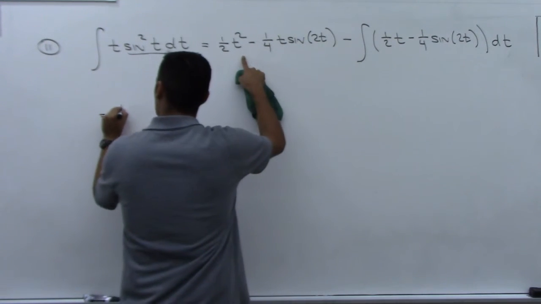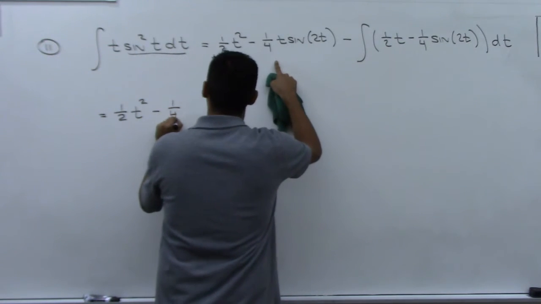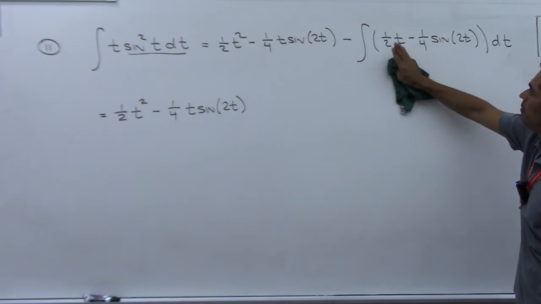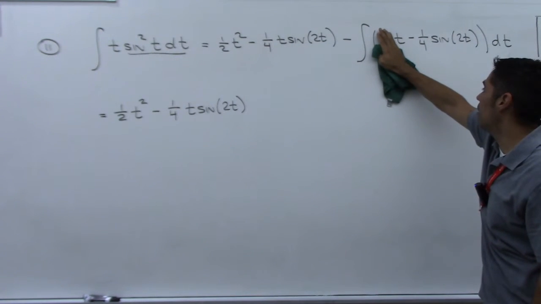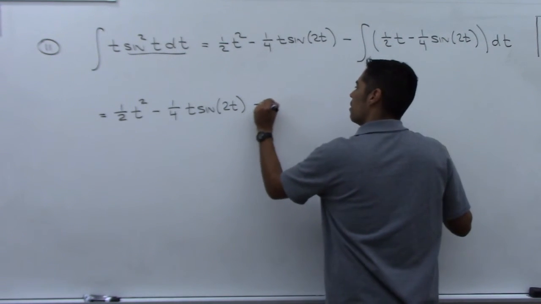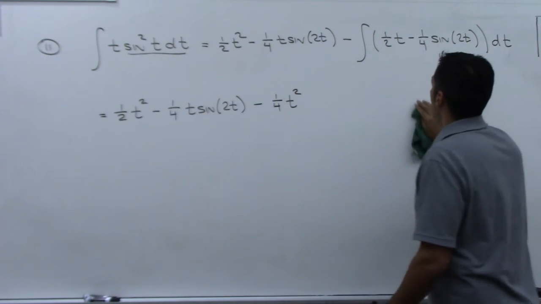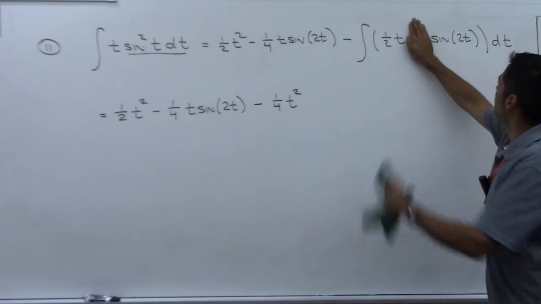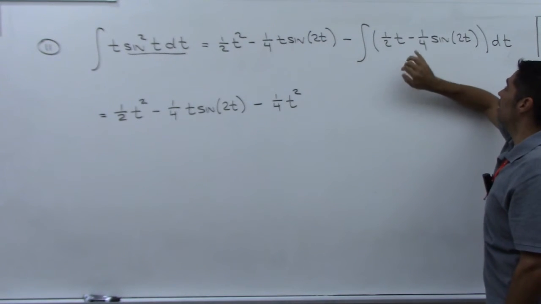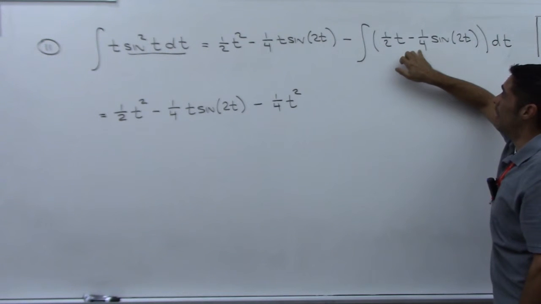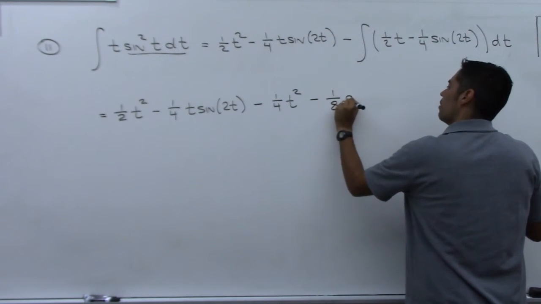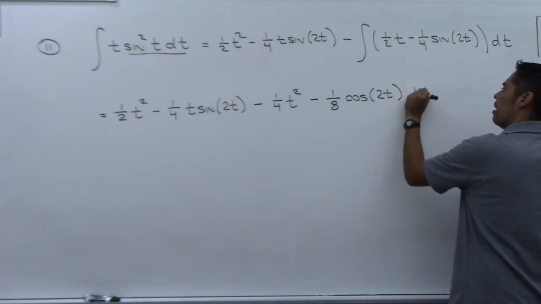So we have 1/2 t squared minus 1/4 t sine 2t, and then the antiderivative of this. So cover up the 1/2. The antiderivative of t is 1/2 t squared, but then you hit it with a 1/2, it becomes 1/4 t squared, and then minus. So minus 1/4 t squared. And then, this is going to get a little complicated, but the antiderivative of sine of 2t is negative 1/2 cosine 2t. You hit that with a negative 1/4, that becomes positive 1/8, and then you hit it with a negative again. So minus 1/8 cosine 2t plus now my constant of integration.